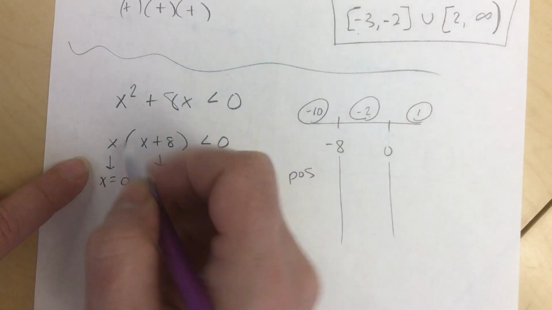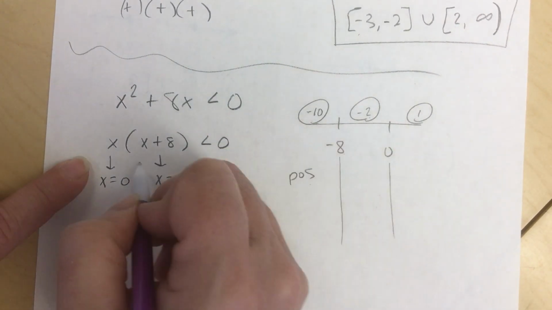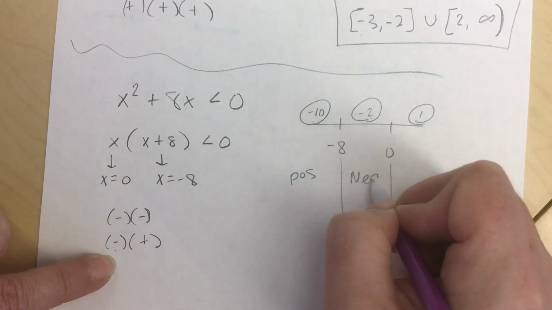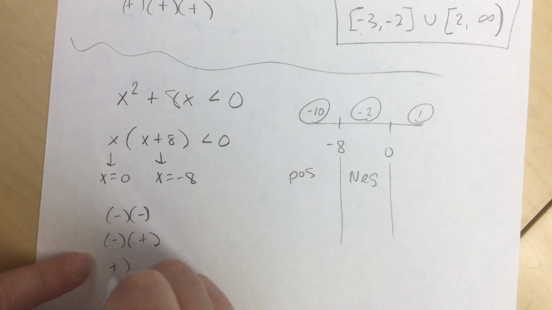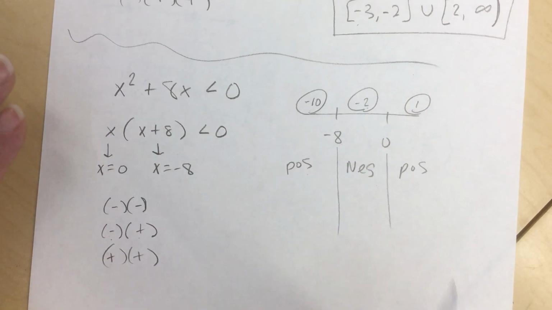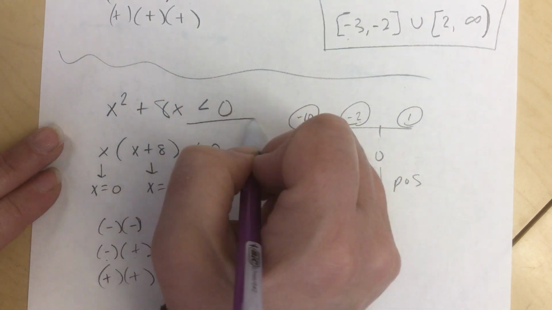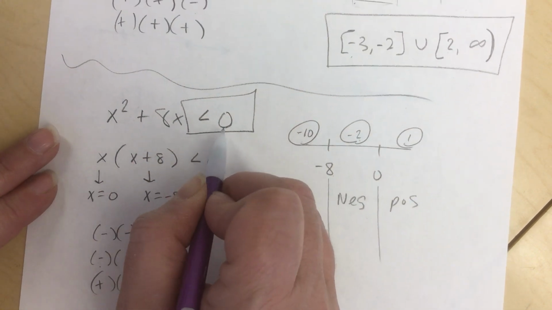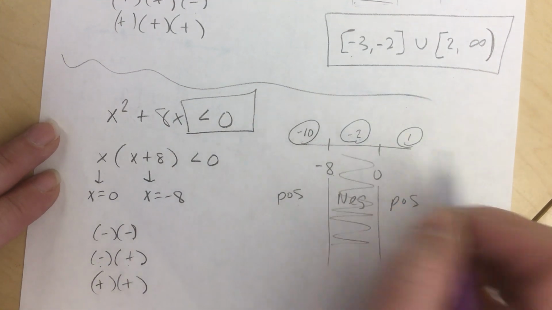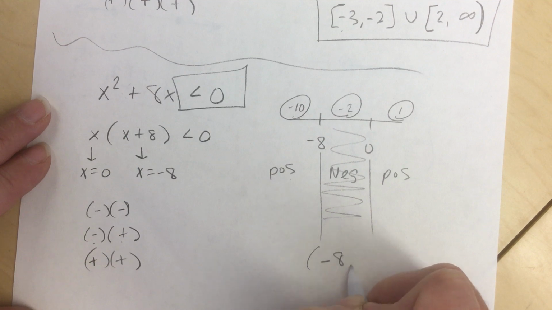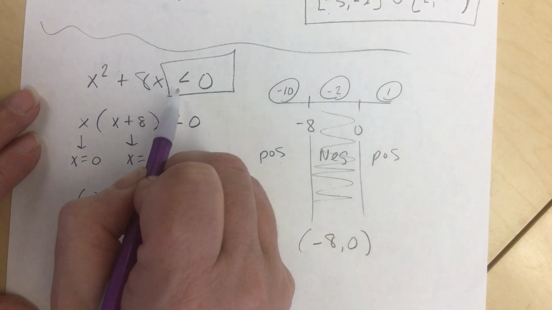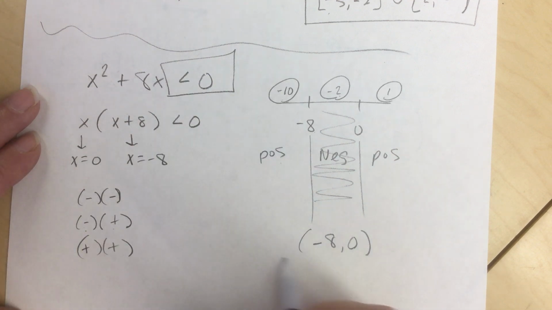If I take negative 2, that's a negative, and then negative 2 plus 8 is a positive. A negative and a positive makes a negative. If I plug in 1, that's a positive times a positive, so I get a positive. Then you go back to your problem and ask, what am I looking for? I'm looking for where it's less than 0, so I'm looking for where it's negative. That's this section here, so that's everything from negative 8 to 0. And I used parentheses because it's less than 0, not less than or equal to 0.